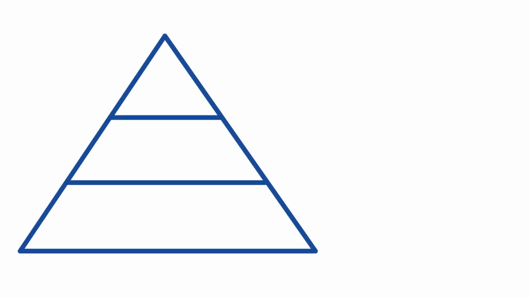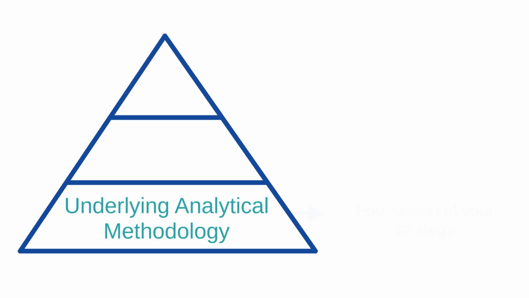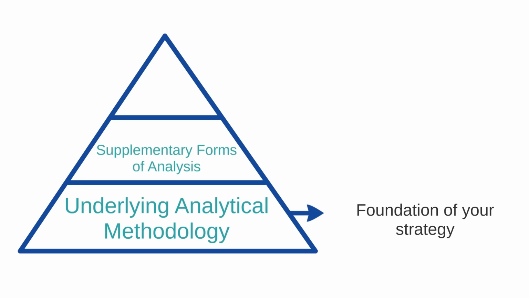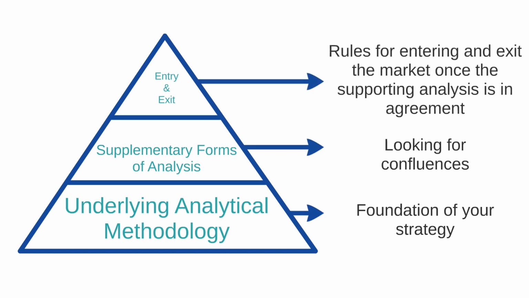A trading strategy can be thought of in terms of layers within a pyramid. You have the base layer, which is the underlying methodology used to analyse the market. This is the foundation of the trading strategy. On top of that, you have supplementary forms of analysis. You may have a number of these. The main aim of this layer is to highlight confluences between the different analytical methods, which in turn should provide you with high probability setups. The last layer deals with the entry and exit methods for the trade. By utilising a structure like this, it should help you build a strategy that highlights consistent trades that will give you an edge in the market over the long run.